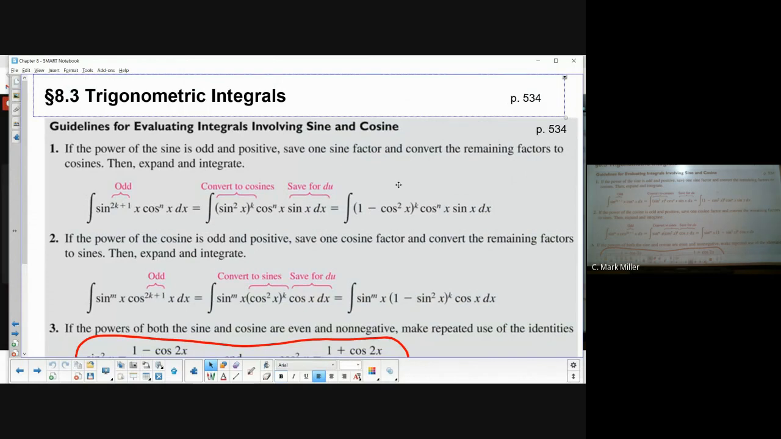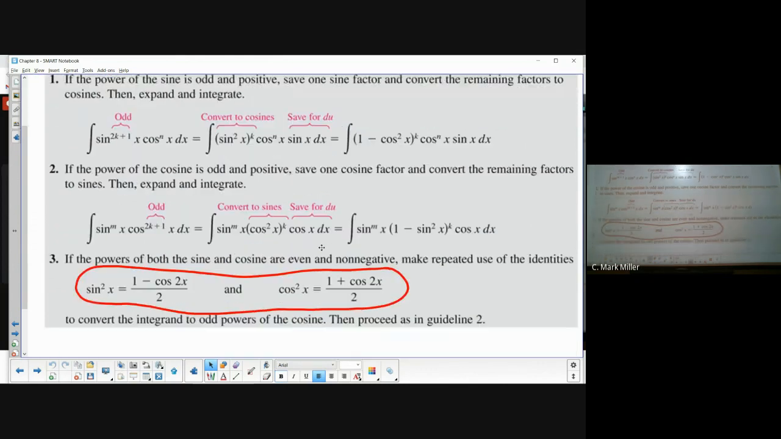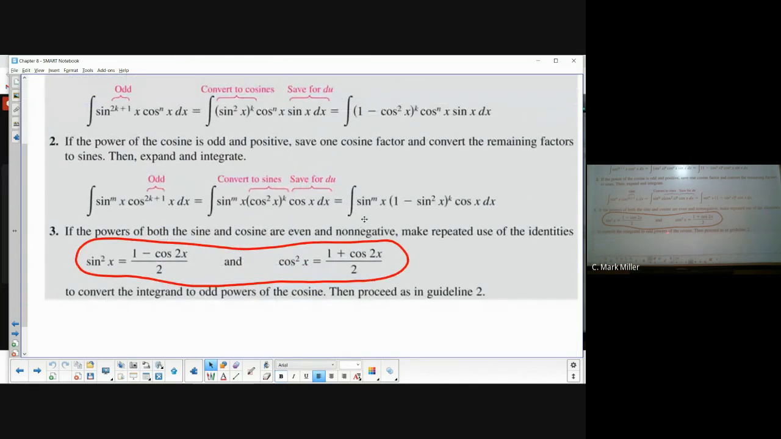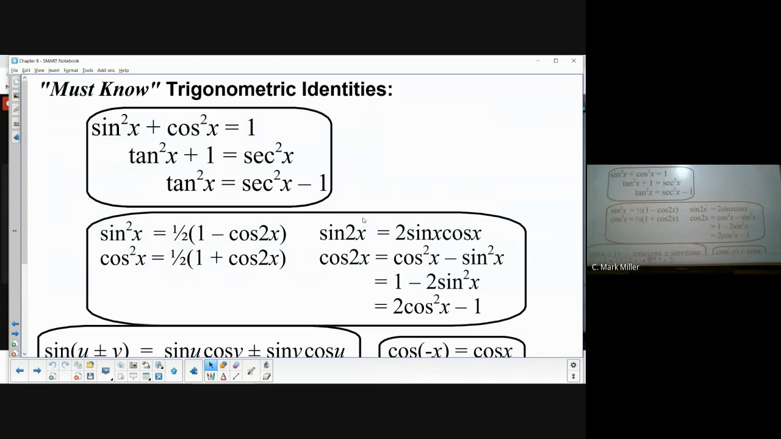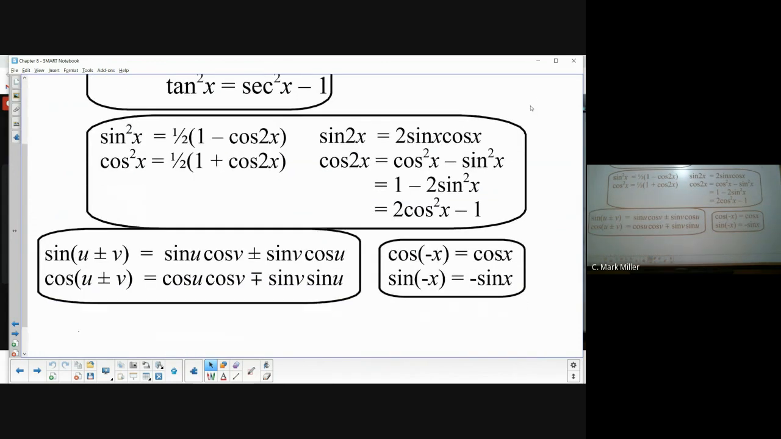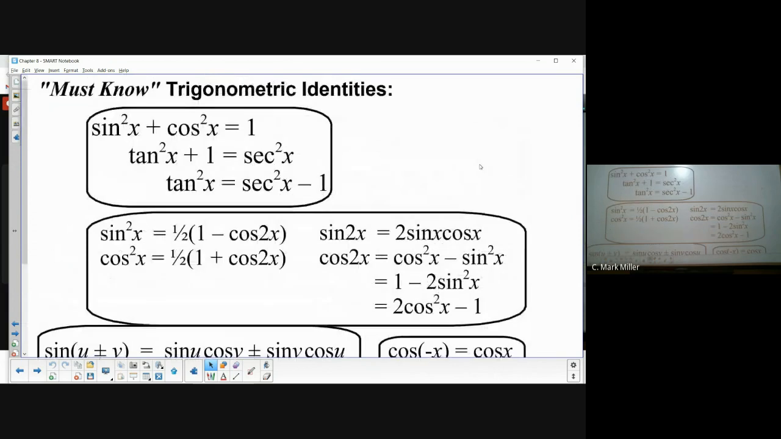We left off right here. And I mentioned last time, these are trig identities that are going to be especially important, and I have them summarized here. This is the slide. These are trig identities that you are going to have to be familiar with.